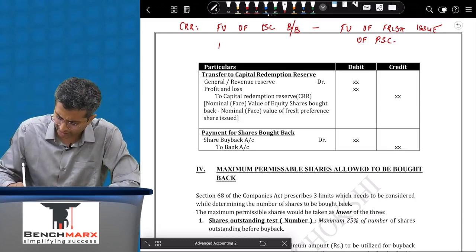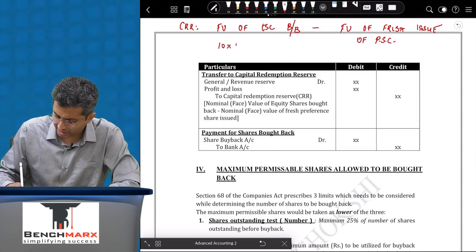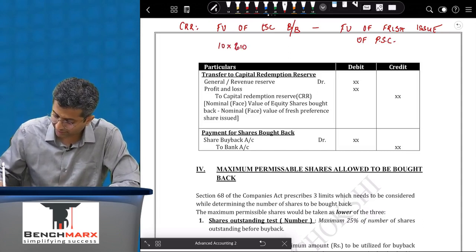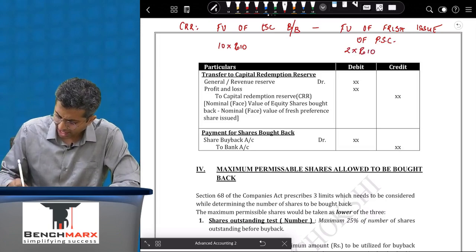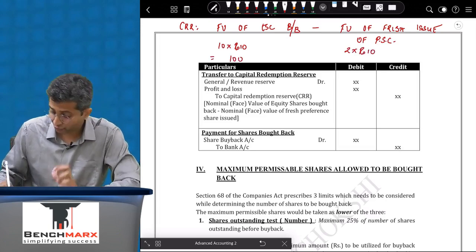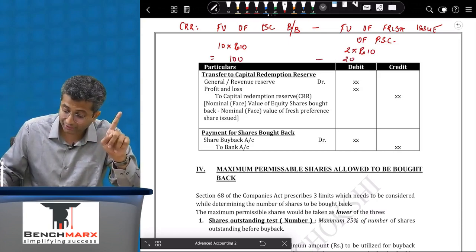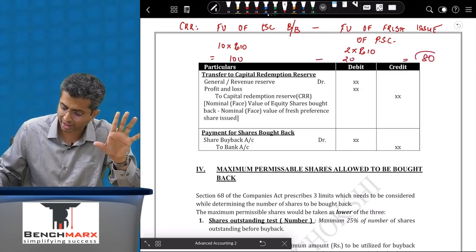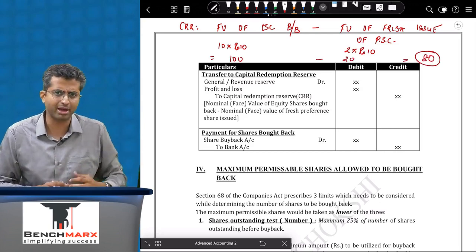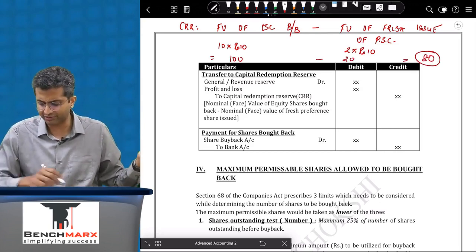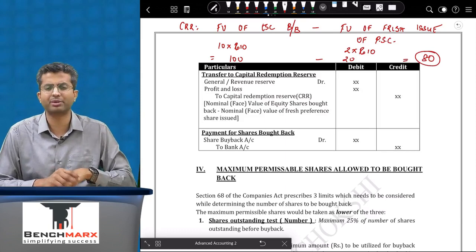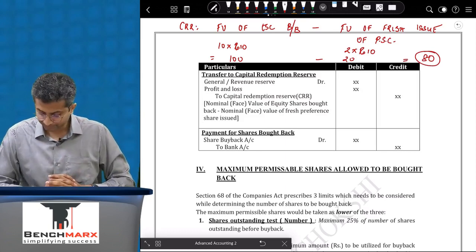So if you have bought back 10 lakh shares at the rate of rupees 10, and you have done a fresh issue of preference shares to the extent of 2 lakh shares at the rate of rupees 10, as a result this will be 100 of reduction in capital base, which is compensated by 20 of increase in the capital base, and hence CRR will have to be created for the 80 rupee balance. Remember this, you might even have studied this as a part of redemption of preference shares, paper number 1.